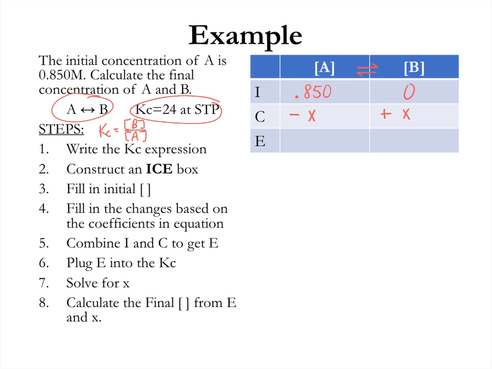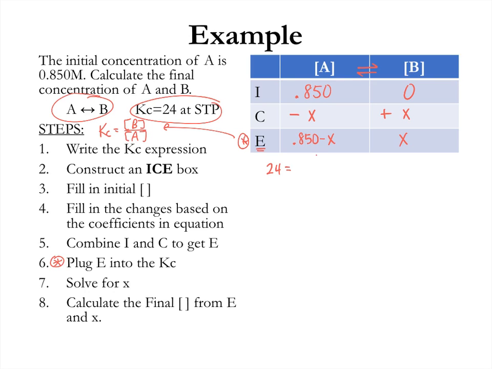So now the equilibrium concentration value for A is going to be 0.850 minus X, and the concentration at equilibrium for B is just going to be X, 0 plus X. Now what we're going to do is solve. We're going to plug the equilibrium line from our ICE table into our equilibrium expression and solve for X. So we have the K value of 24.